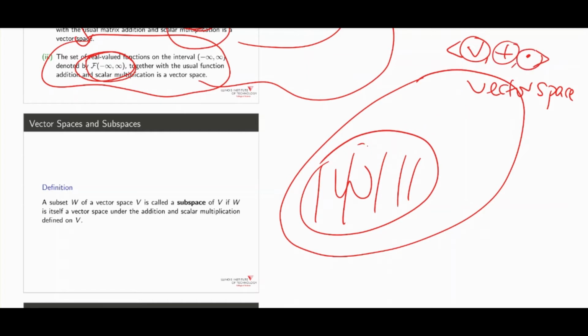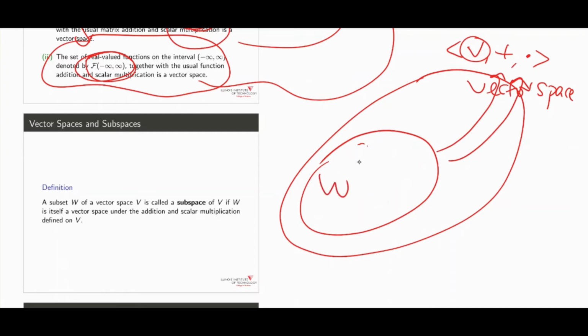So now let's say that every element that is in W also inherits these two operations, meaning that you can take one element that's in W, another element that's in W, and you can add those elements using the operation here. You can also scalar multiply these elements using the operation here.